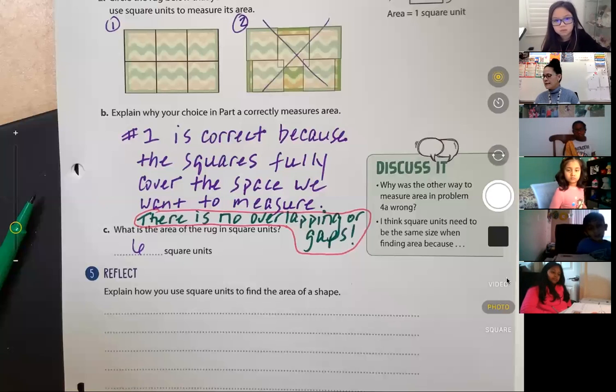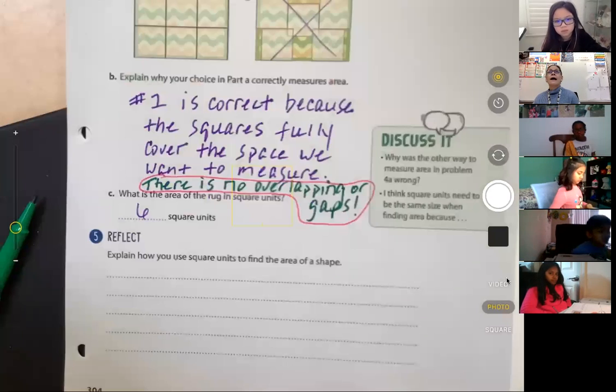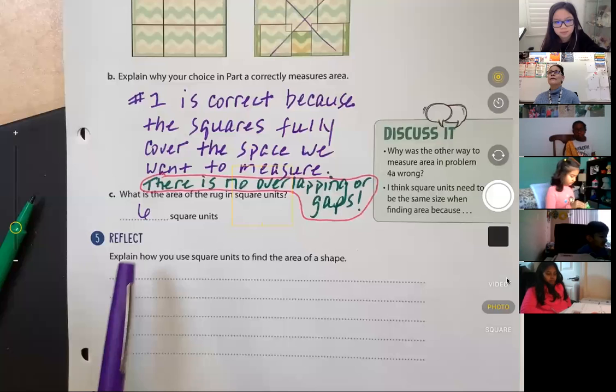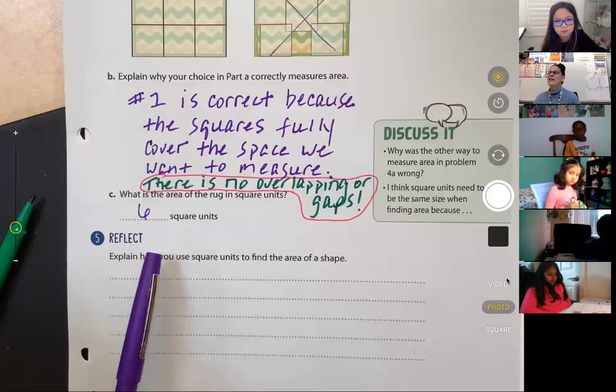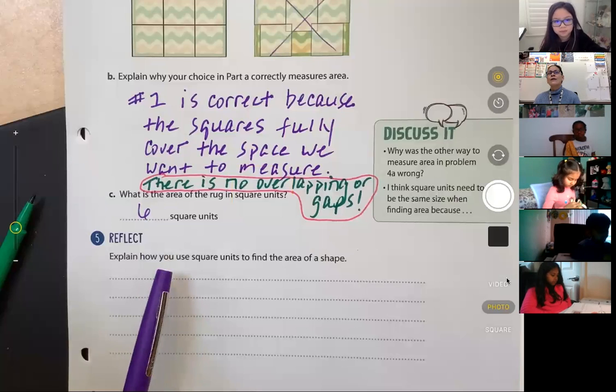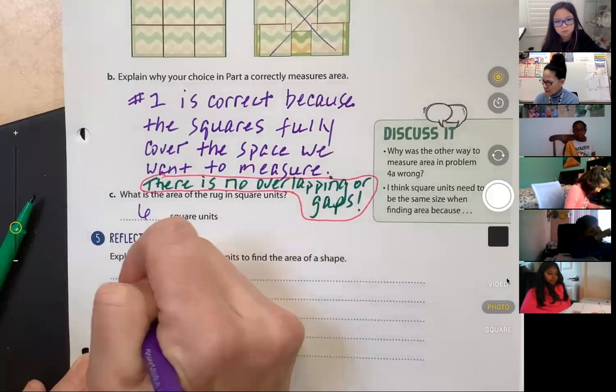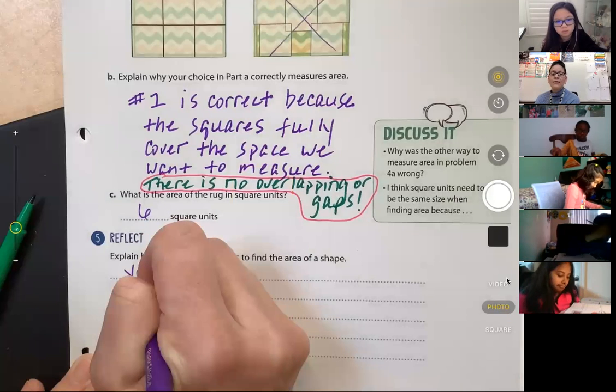So when we take a look at number 5, it is asking us to reflect. We do that a lot. We think about things, right? It says, explain how you use square units to find the area of a shape. So it says that you, and should you write this down? Definitely.